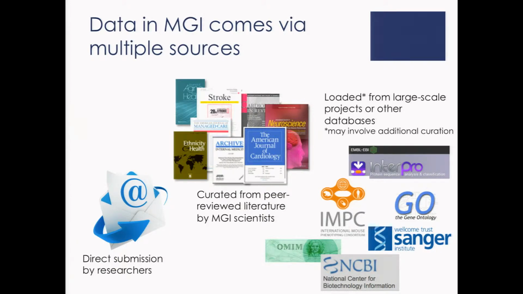MGI was initiated along with several other model organism databases as part of the Human Genome Project in 1989 and has been supported by the NIH for 25 years. The data in MGI come from a variety of sources as depicted here.